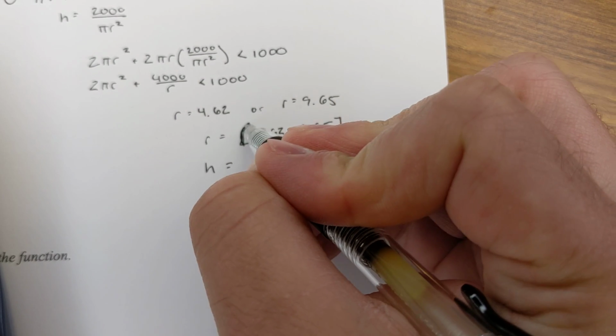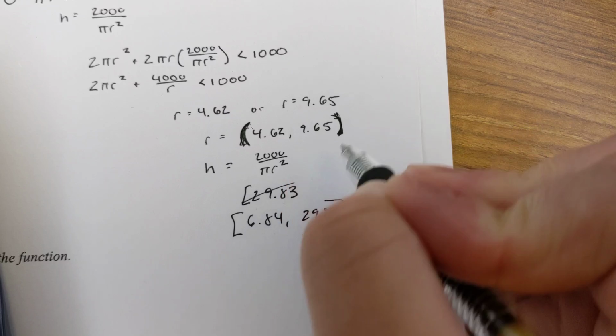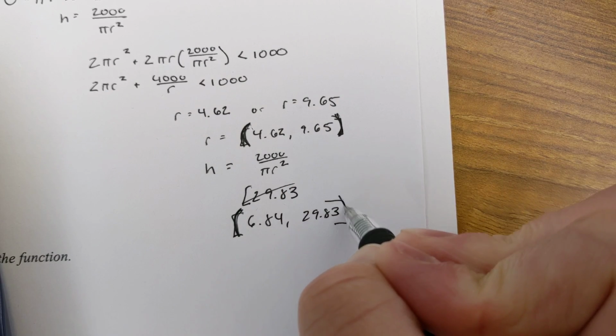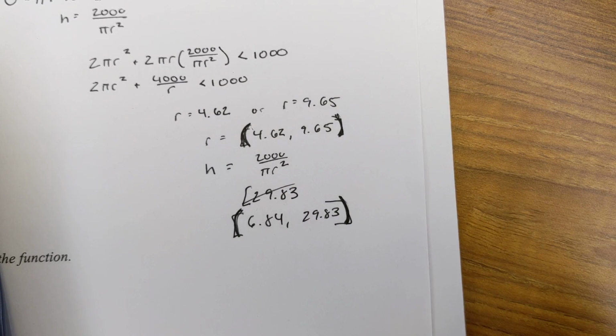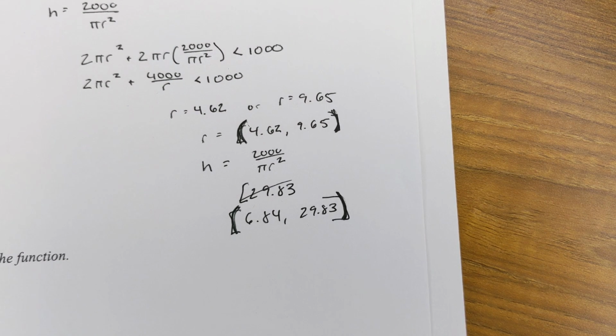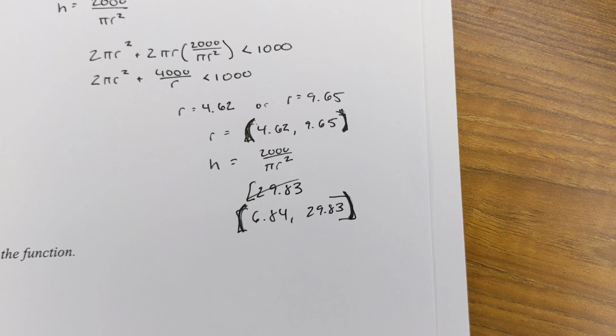And I did make a mistake. These should be parentheses, not brackets, because if they're brackets, that'll mean I'm going to equal 1,000 on the surface area, and I do not want it to equal 1,000. I want it to be less than. But that brings us to the end of this section.